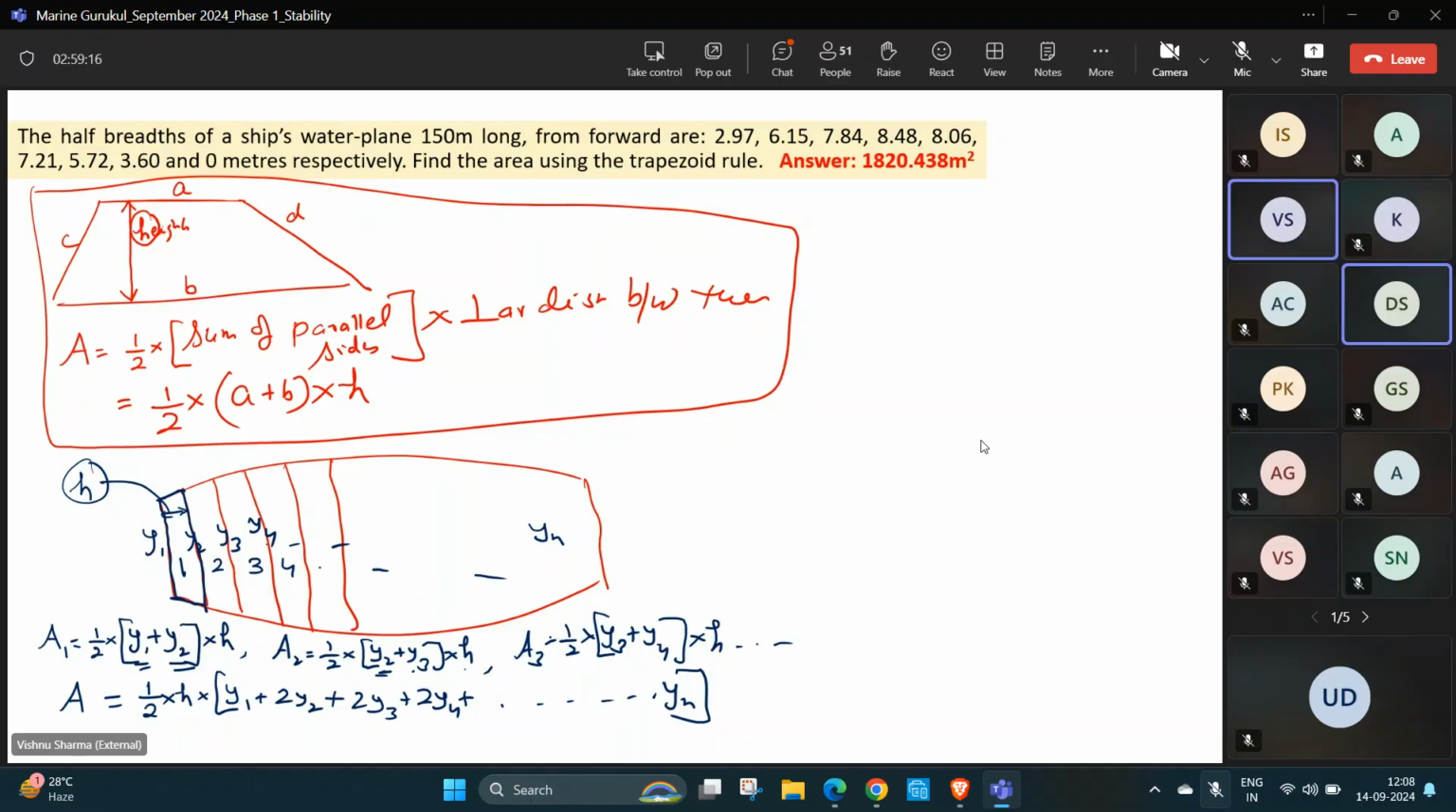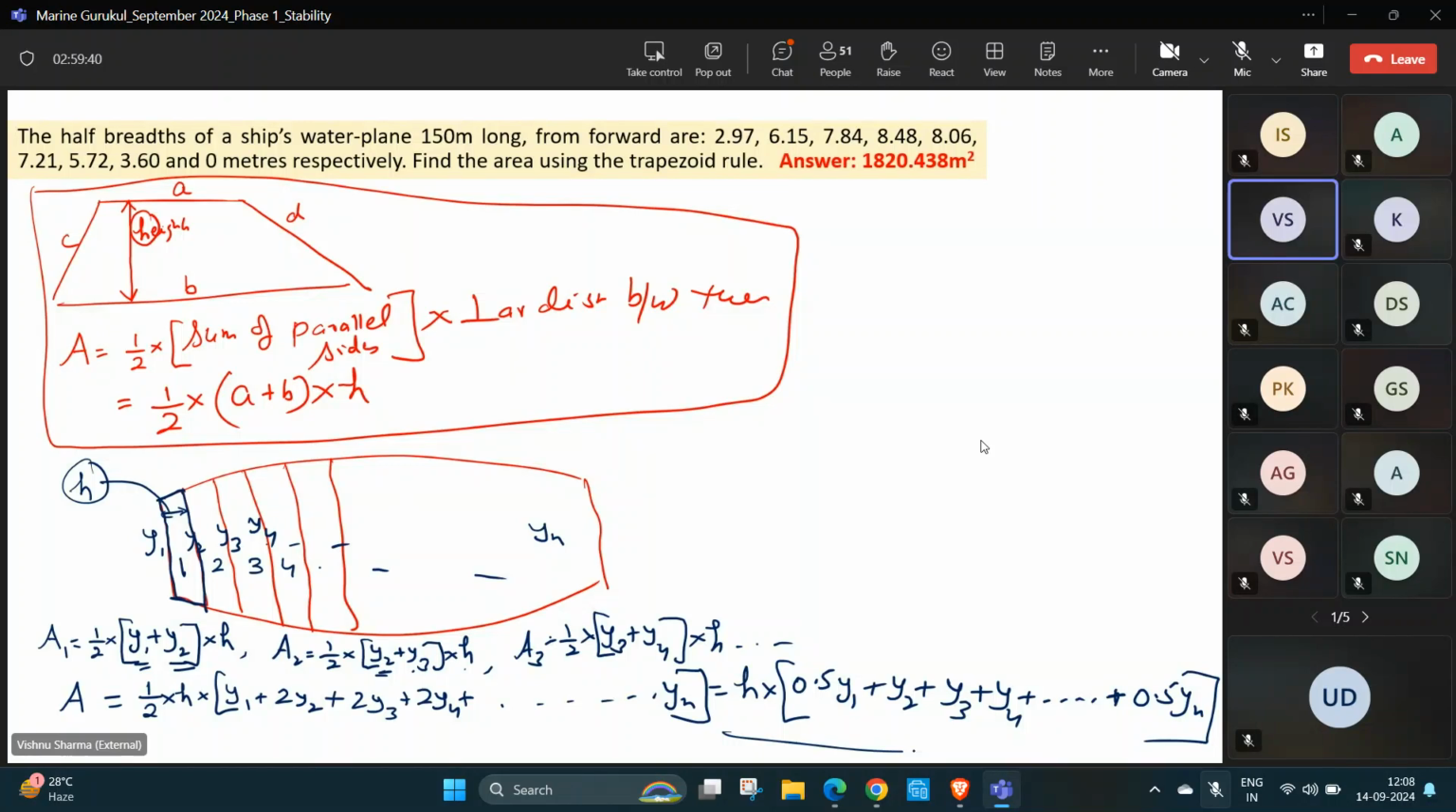Now, if I take this 2 inside, what does it become? It becomes h into, and every term is divided by half. So it becomes 0.5 of y1 plus y2 plus y3 plus y4. It continues like this, and in the end, you'll have 0.5 yn because that was single. And this is the area.